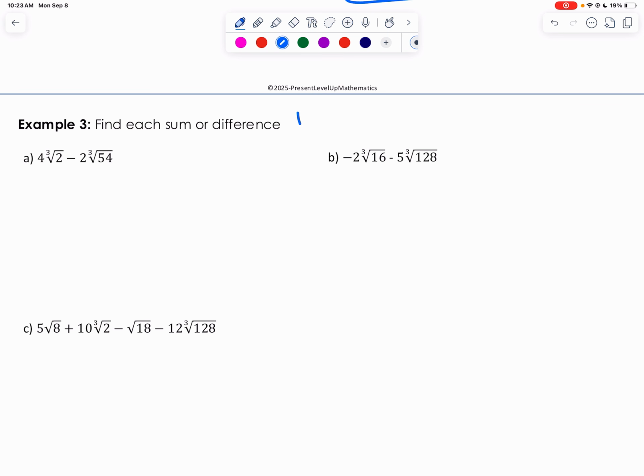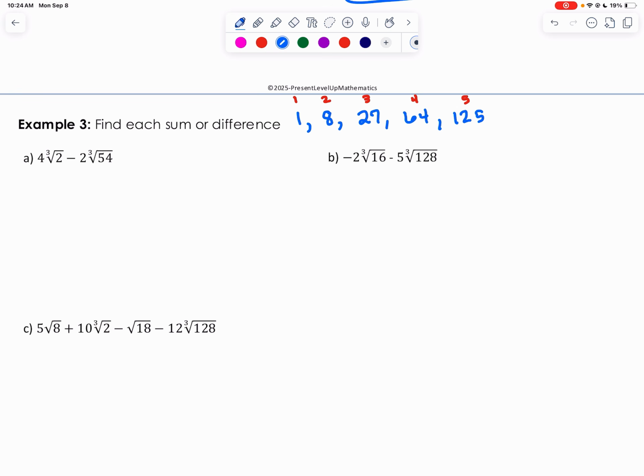1 cubed is 1. 2 cubed is 8. 3 cubed is 27. 4 cubed is 64. 5 cubed is 125. We usually don't need any more than those, especially for this lesson. So we'll have those perfect cubes in case we need them. So the cube root of 1 is 1, cube root of 8 is 2, cube root of 27 is 3, cube root of 64 is 4, cube root of 125 is 5. All right, just in case we need them.